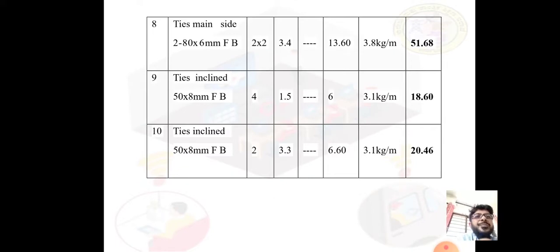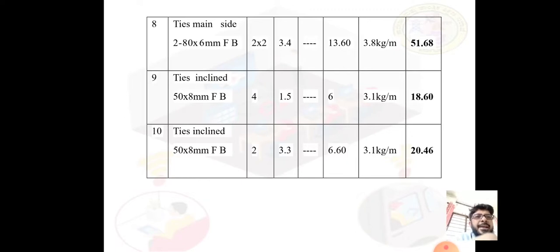Next, number 8, again ties main side. So 2 into 80 means each side 2 ties. So length is same. So each side 2 means 2 into 2. Total numbers are 4, and length is mentioned as 3.4. So total 3.4 into 4 means 13.6, and weight per meter is 3.8 kg. So if you multiply with 13.6, you will get 51.68 total weight of ties for main side.